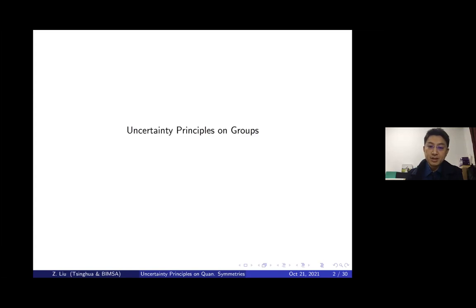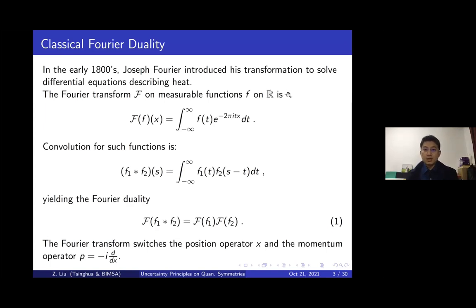So first, let's talk about uncertainty principles on groups. The story of Fourier duality goes back to the 1800s. When Fourier introduced his transformation, he attempted to solve differential equations describing heat. He wanted to describe a function and decompose it as a sum of sine functions and cosine functions. So he introduced this transformation from the ordinary basis to the Fourier basis. And that's the Fourier transform.